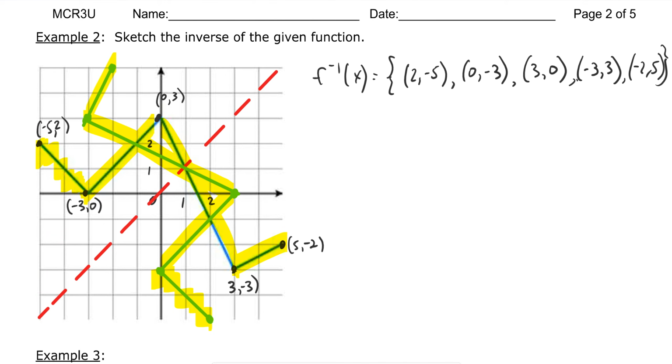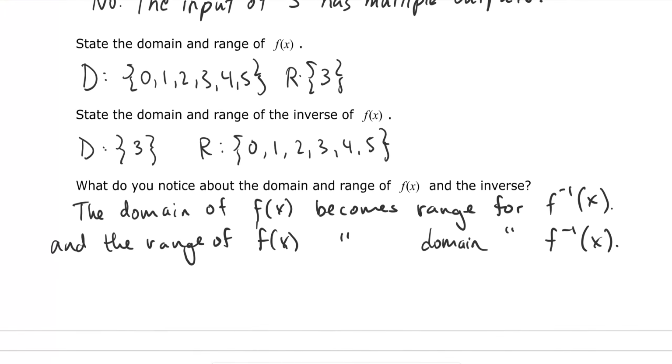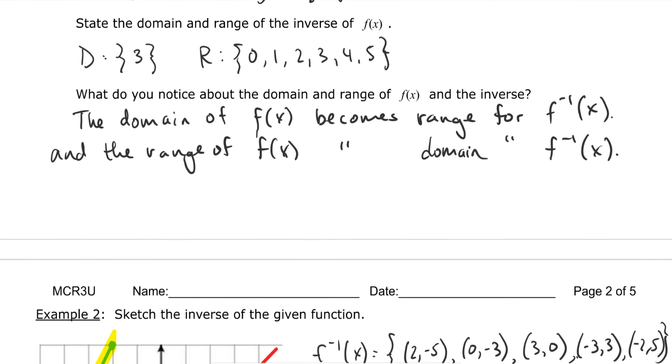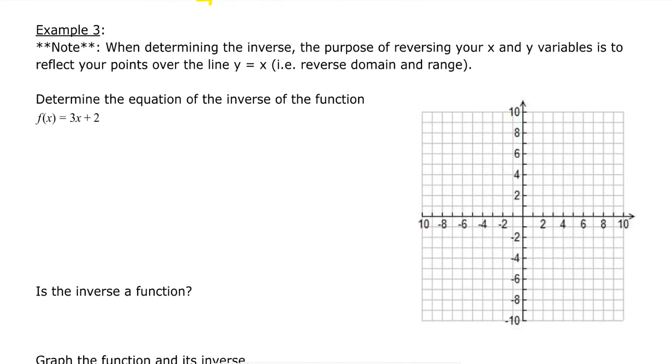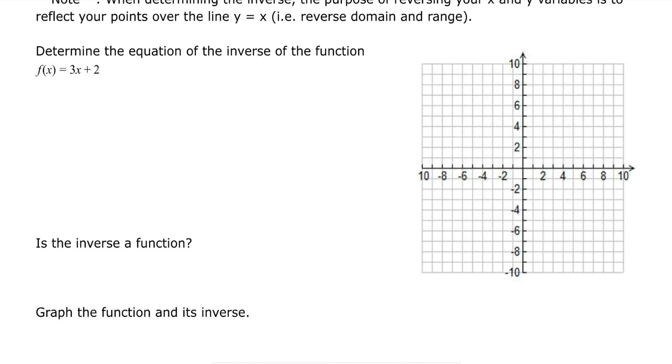Okay, so we looked at ordered pairs. We looked at the graph. What about an equation? So for an equation, what you have to do is just rewrite the equation as y equals 3x plus 2. Okay. And what you can do is reverse the variables. So now I'm going to write this as x equals 3y plus 2. So in other words, you're switching places. So x and y becomes y and x.